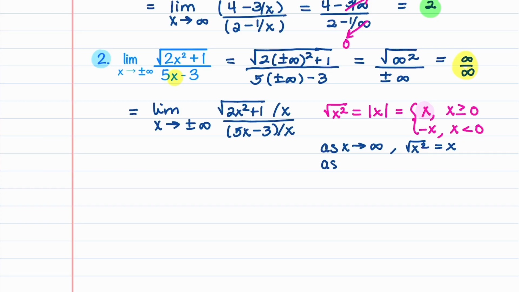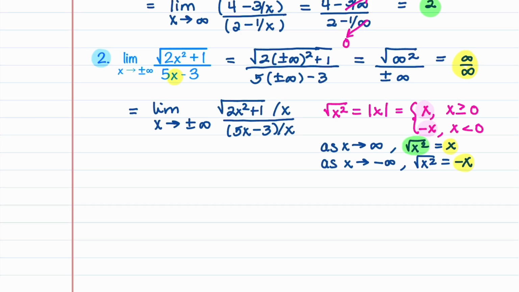And then as x goes to minus infinity, we're going to look at the other piece, and we can write down that the square root of x squared is equal to minus x. Now let's apply this to our limit. Notice that we have a different value as x goes to infinity and as x goes to minus infinity. This means that we're going to have to look at our limits separately.